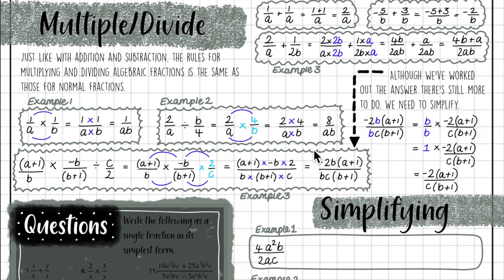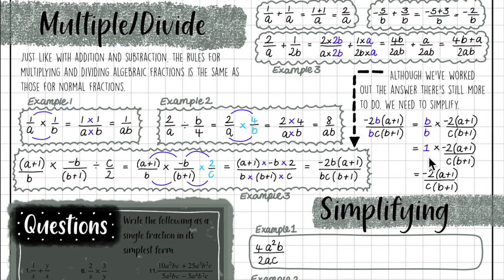Well, how can we get much simpler than this? The thing to spot is, does something occur in the numerator that also occurs in the denominator and therefore they cancel out? Well, in this fraction here, we have a b on the top and a b on the bottom. So this fraction can actually be written like this: b over b times the rest of the fraction. Now we know that something divided by itself is just equal to 1.